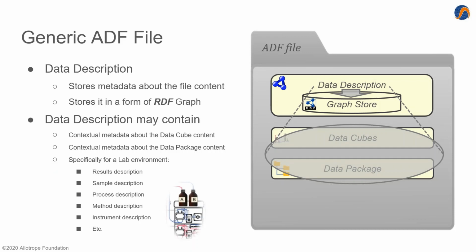The data description stores metadata about the file content. It stores it in the form of an RDF graph in the graph store. The data description may contain contextual metadata about the data cube or the data package, or both of them. Specifically for the lab environment, it can describe results, sample, process, method, instrument description, and so on.